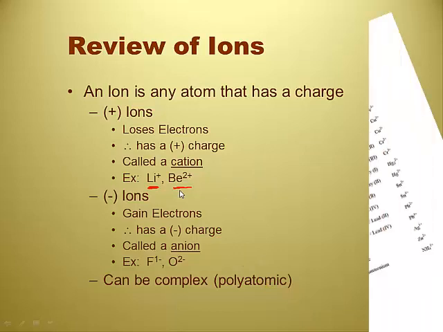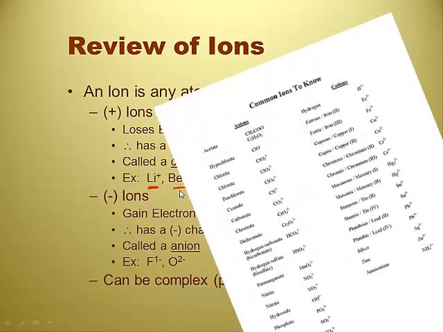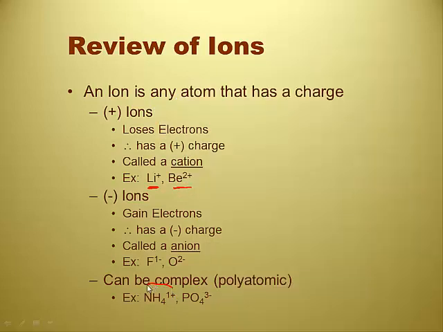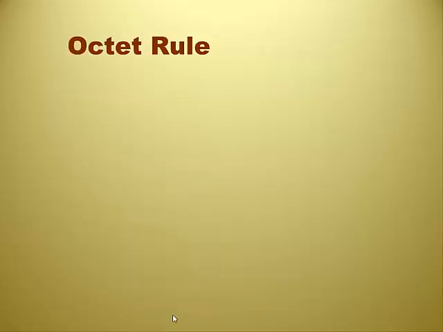Yep, they can be complex. Take a look at the back of your periodic table or that separate handout. Common ions. So things like ammonium and phosphate. There's the only polyatomic cation on the list. Yep. The rest were all monatomic. Ammonium.